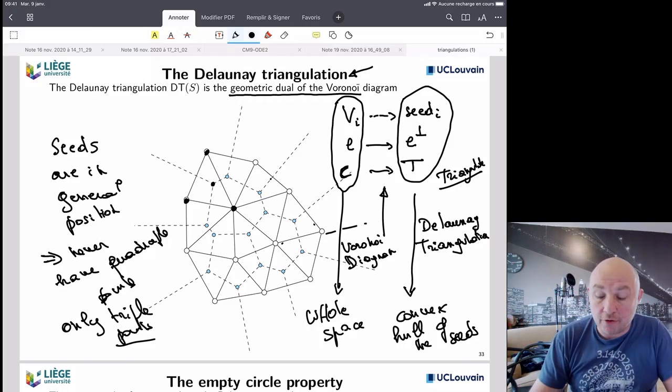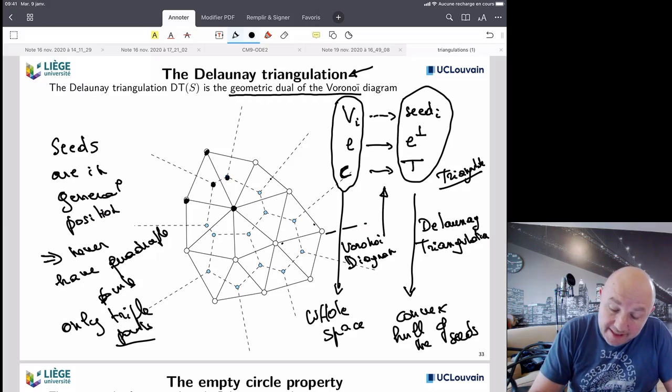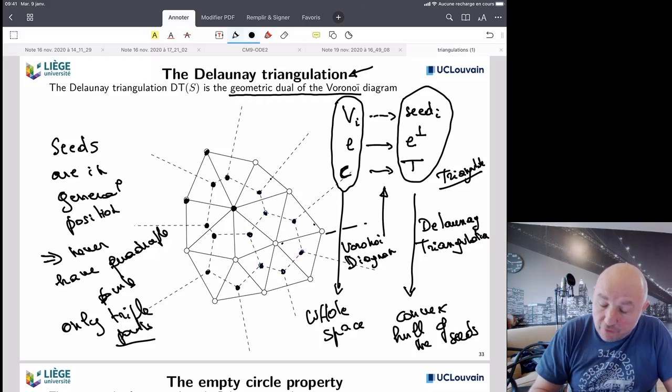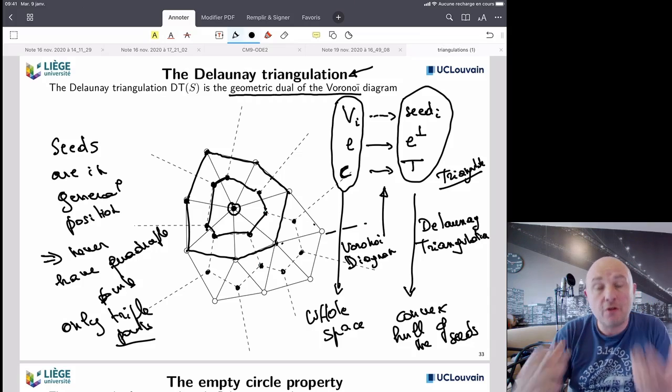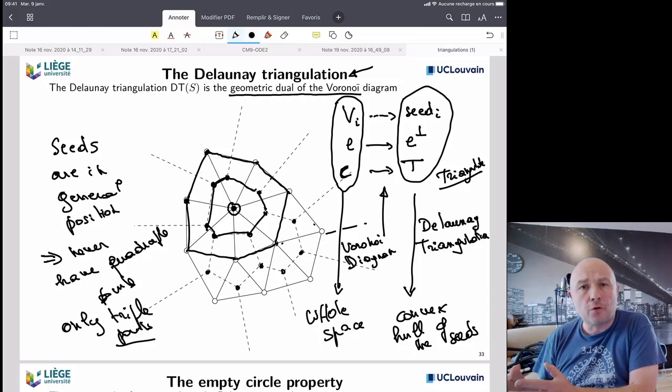Imagine now that I have the Delaunay triangulation. How can I build the Voronoi diagram? I compute all circumcenters of all the triangles. All the circumcenters of all triangles correspond to the corners of the Voronoi diagram. And then how can I build the Voronoi diagram? I choose one seed. I look for every triangle that is connected to that seed here. And I connect their circumcenters. And what do I get for each seed? Its Voronoi cell.